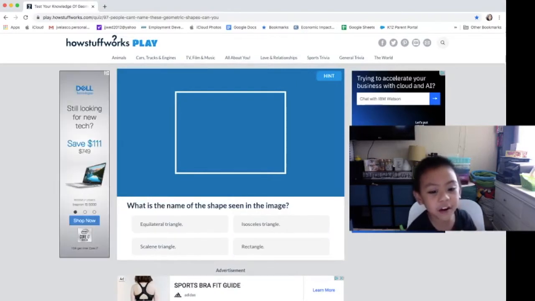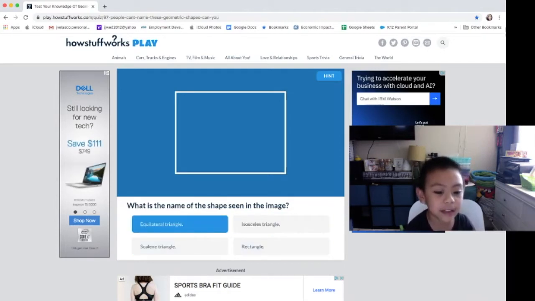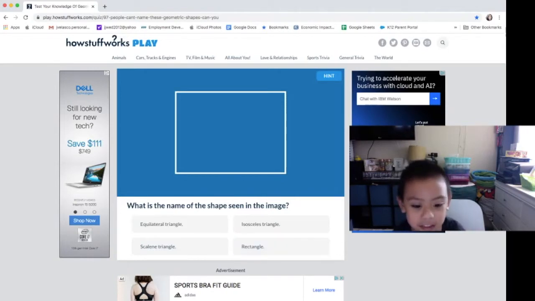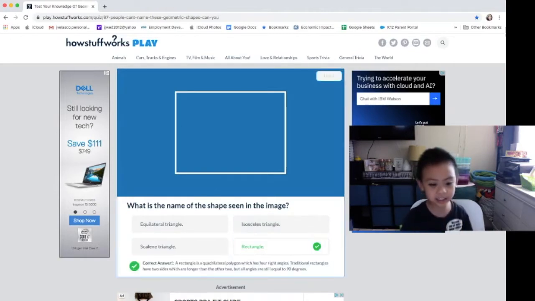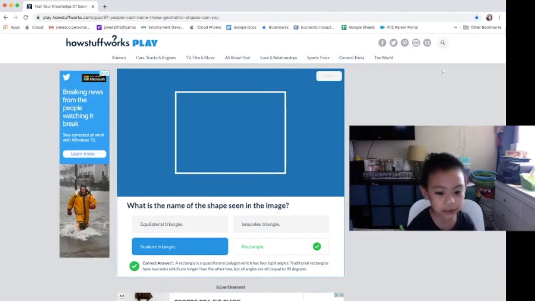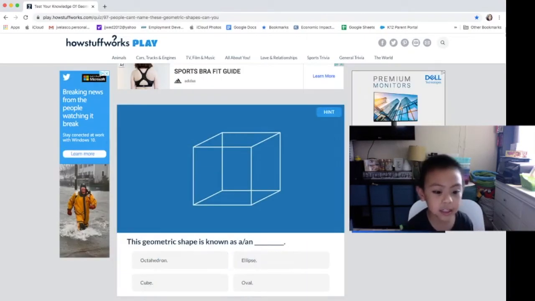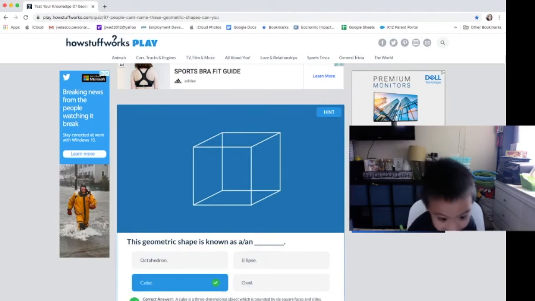What is the name of the shape seen in the image? Isosceles triangle, scalene triangle, equilateral triangle, or rectangle? Rectangle's the right one. Yes! Because it's not a triangle. This geometric shape is known as octahedron, maybe? Pentahedron, ellipse, cube, or oval? The answer is cube. Yes!